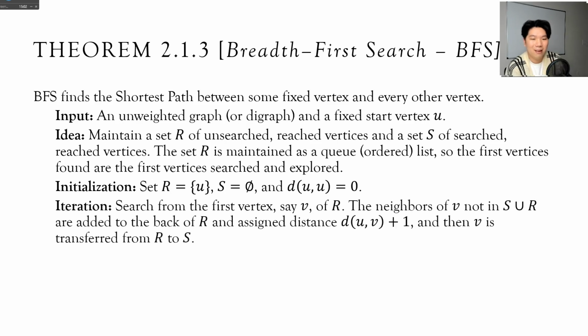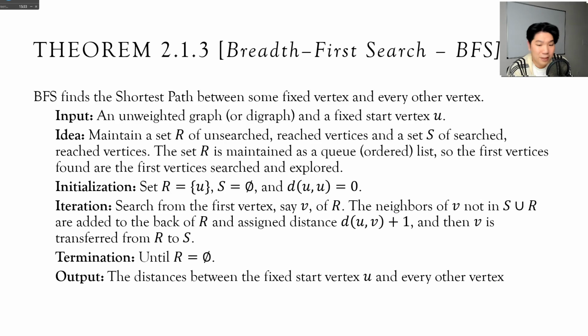The iterations of this algorithm state we search from the first vertex, say v of R. The vertices of v not in S union R are added to the back of R and assigned a distance d of u comma v plus 1. And then v is transferred from R to S. And then we continue this iteration until R is empty. After we complete this algorithm, the output should be the distances between the fixed start vertex u and every other vertex. So let's go ahead and try to apply this BFS algorithm.